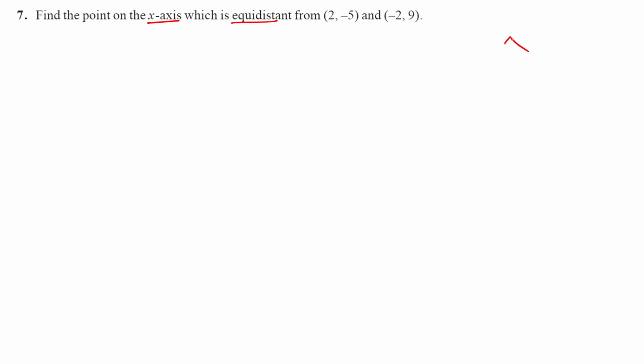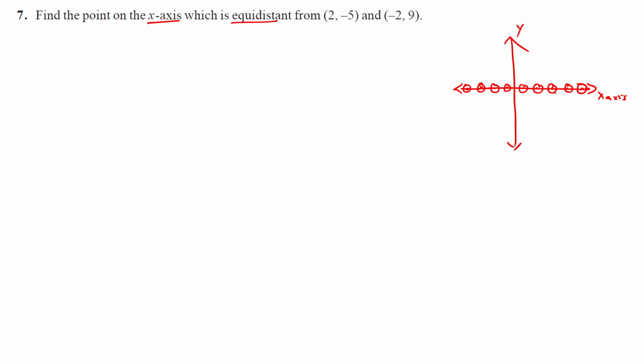Listen very carefully. This is the vertical number line called the y-axis, and this is the horizontal number line called the x-axis, right? So find the point on the x-axis. Here is the first clue: the point is on the x-axis. So the point may be anywhere, on the negative x-axis or the positive x-axis.